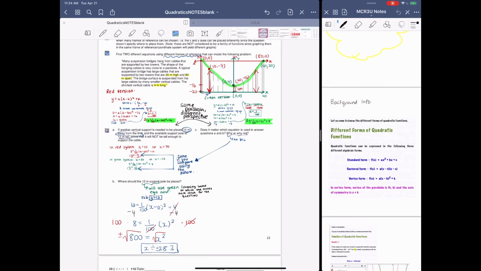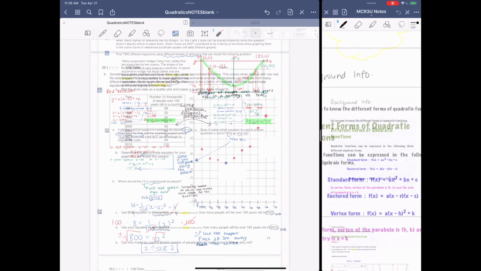Look at how the order is for the green version. It does actually make sense. And so then I have to have a concluding statement. Therefore, place the support poles 28.3 meters away from the center, so both the right and the left side from where we're at. And in this case, positive and negative does make sense.